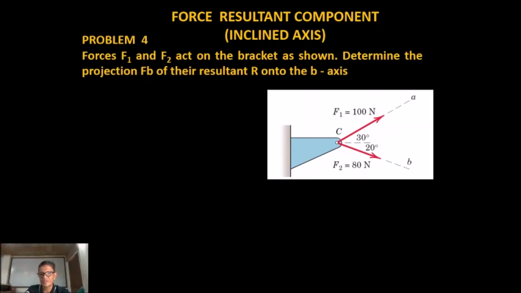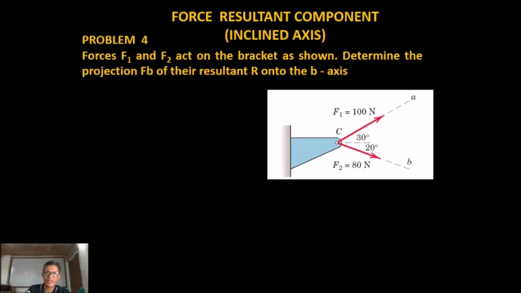At point C there are two forces, F1 which is equal to 100 newtons and F2 equal to 80 newtons. Then we have angles 30 degrees and 20 degrees, and we have axes A and B. Now, axes A and B are not orthogonal, or hindi sila at right angle or hindi sila perpendicular. Ngayon, ang question dito is to determine the B component of the resultant of F1 and F2.